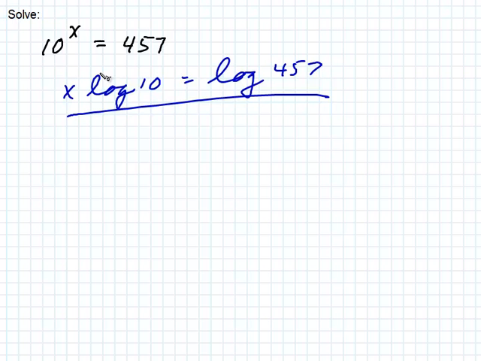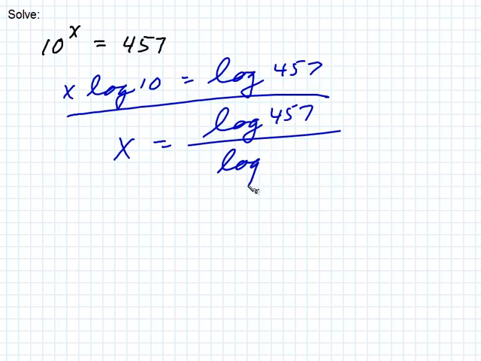But I'm introducing the fact that you don't have to do a lot of gingerbread work in between once you get fluent with this. Again, recognize the log of a number as just some other number. And so I can solve for x, dividing both sides by log 10. So I have log of 457 over log of 10, and we're home free. Okay?